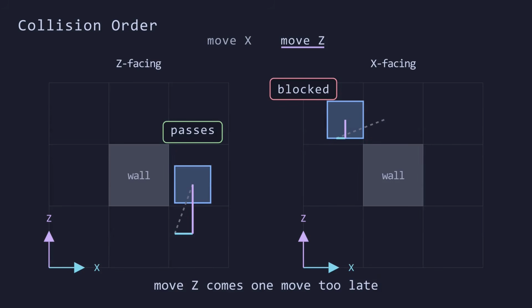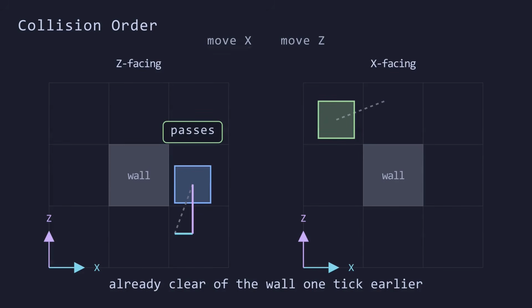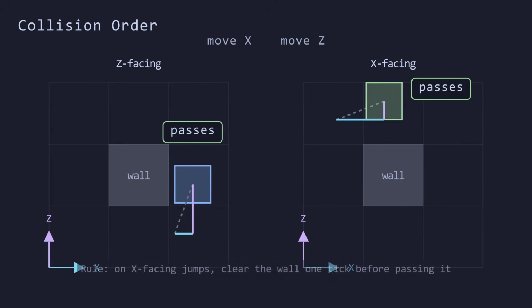So on X facing, you already have to be clear of the wall's face from the tick before. Then move X has nothing in front of it, and we get past. That is the rule. On X-facing jumps, clear the wall one tick before you pass it. On 1.14 and newer versions, the order isn't fixed anymore, and it depends on your velocity. Here, the faster axis behaves like the X-axis. And that's all the fundamental movement theory we need.